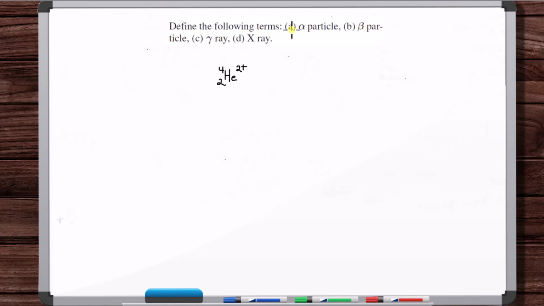Okay, a beta particle is a negatively charged particle. It's an electron. It comes from the nucleus, but it's like a neutron breaks down into a proton or something like that, and then it also emits an electron. A gamma ray is just an electromagnetic wave. If you look at the electromagnetic spectrum, it's the highest energy electromagnetic wave. And again, it comes from radioactive decay, the breakdown of the nucleus. That's why it's so high energy. It's coming from the nucleus.